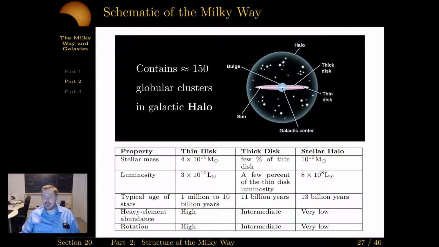Luminosity, about in the same scale. It's about 30 trillion million times the luminosity of the sun. And that just comes through the sheer number of stars inside the Milky Way.